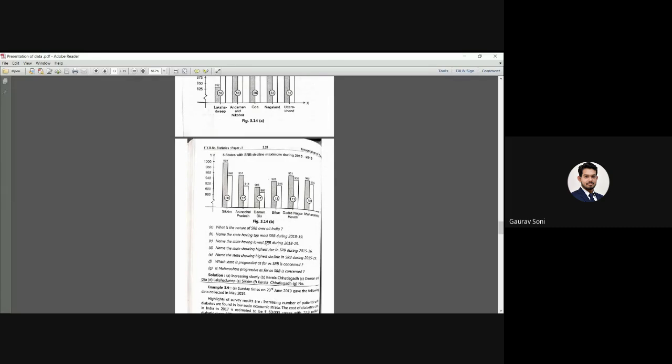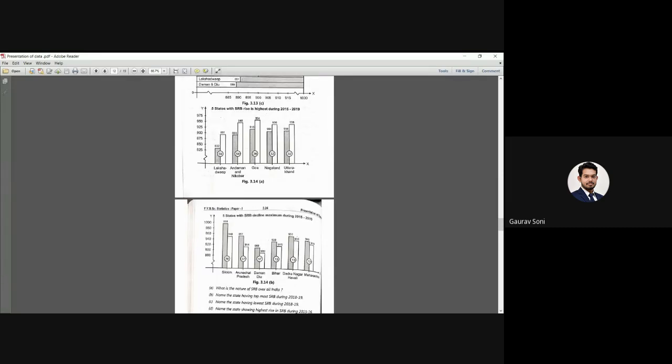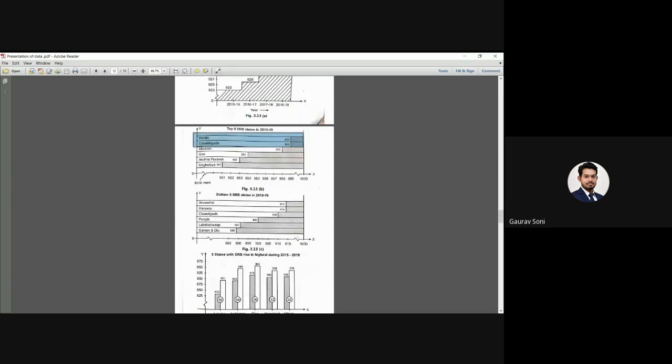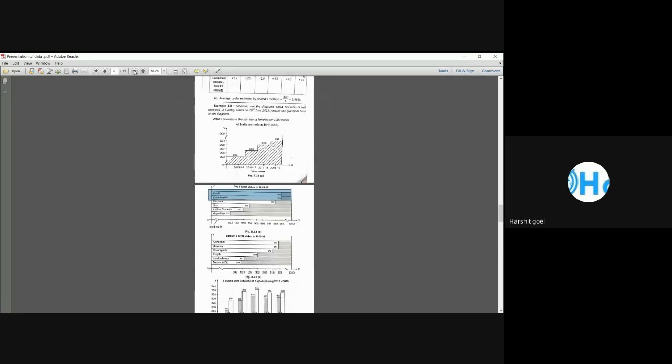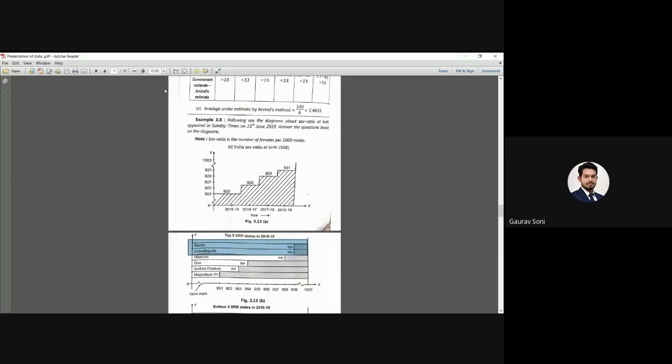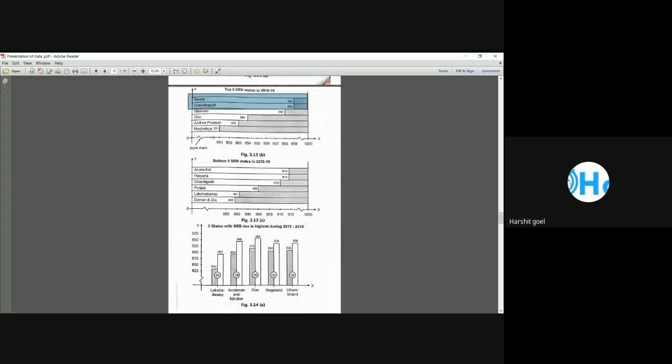Name the state having lowest SRB during 2018-19. In 2018-19, the lowest is Daman and Diu. Sir, can you just zoom a little bit? The data is not properly visible here. Yes, sir, now it is. Okay. What I'll do is I'll keep the book with me so that you don't have to scroll and you'll be able to answer it properly.